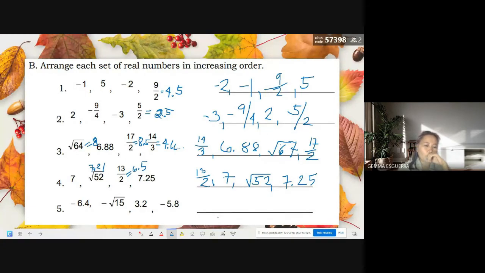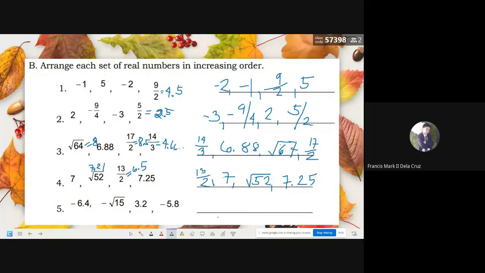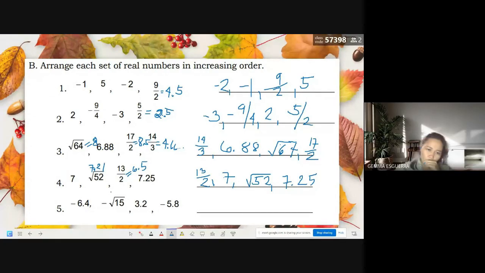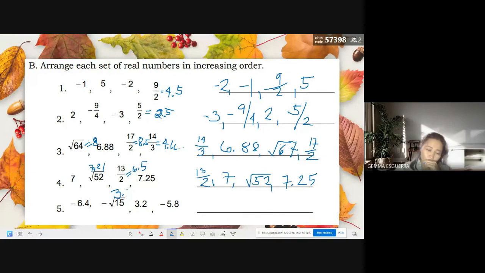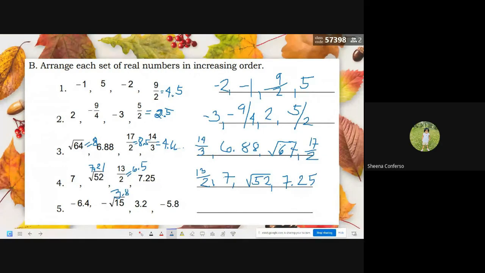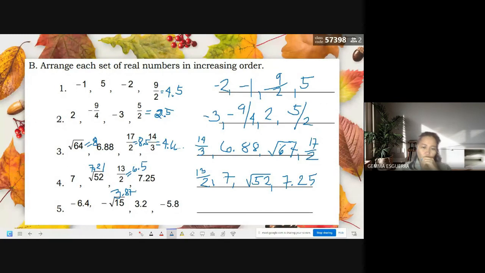What is the square root of 15? It is 3.87. Okay, so which is the smallest among them?